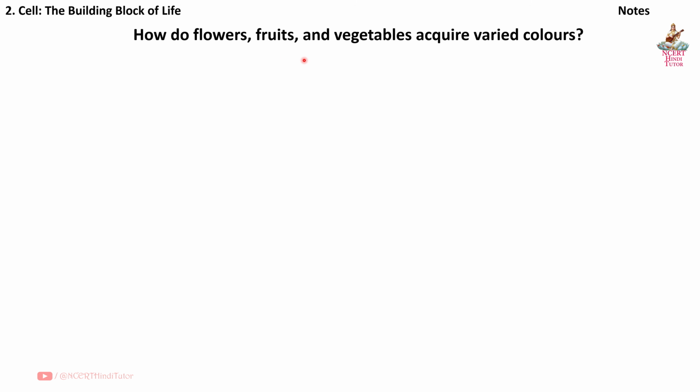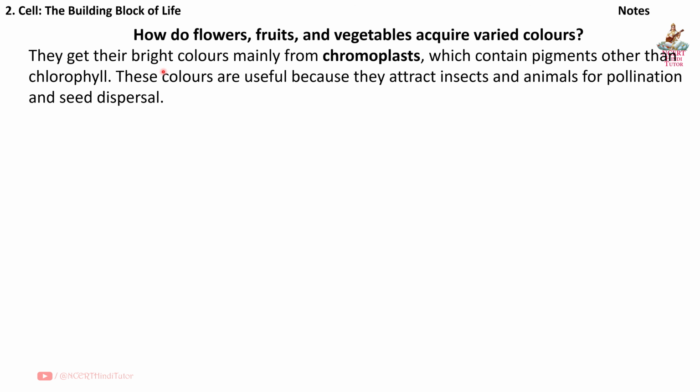How do flowers, fruits and vegetables acquire varied colors? They get their bright colors mainly from chromoplasts, which contain pigments other than chlorophyll. These colors are useful because they attract insects and animals for pollination and seed dispersal.